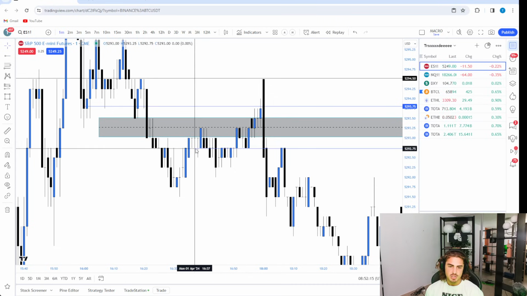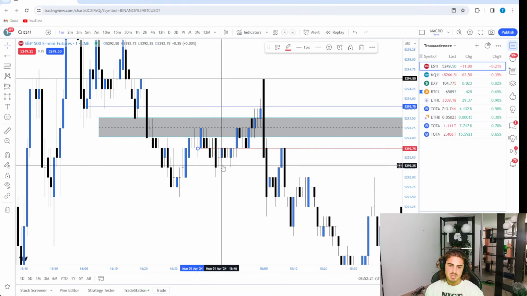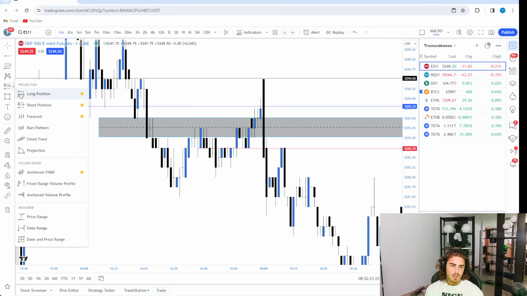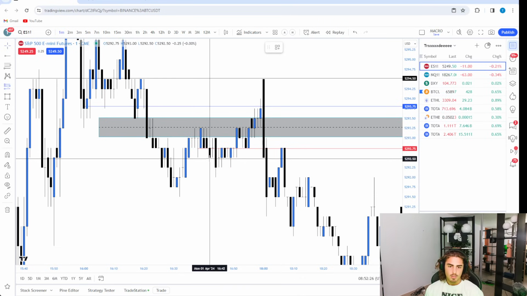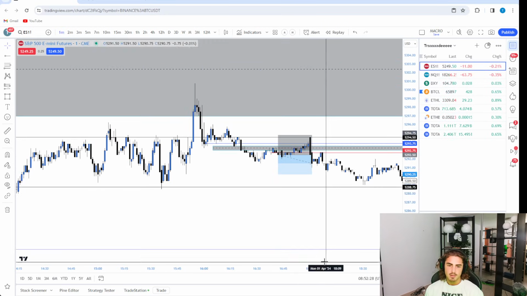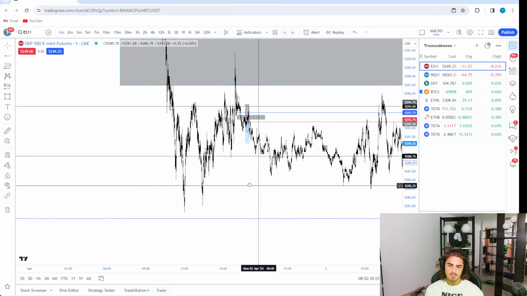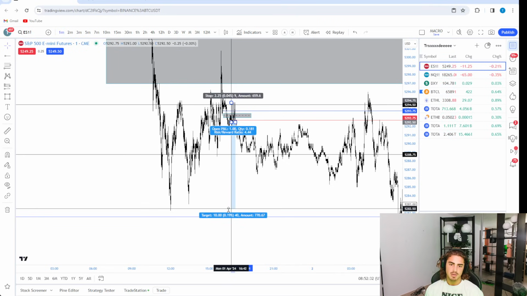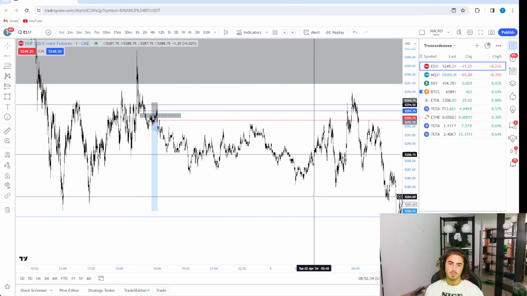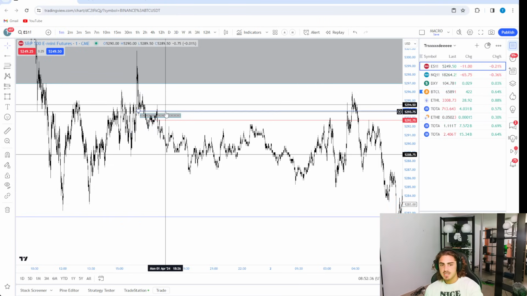Boom, we get a break of structure right here. Move down, then a move up. Okay, we see price break structure. Cool. Enter off that. Boom. Okay, we can target higher time frame draws on liquidity all the way down here. Cool. That's how we would look at it.